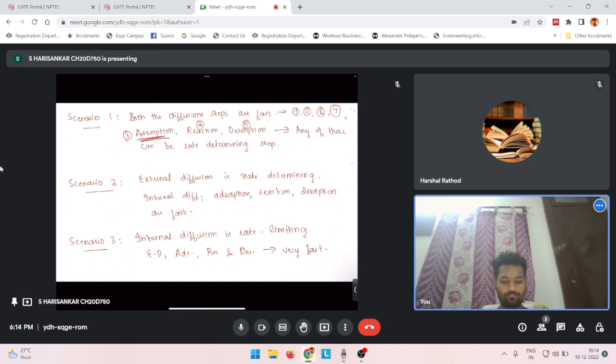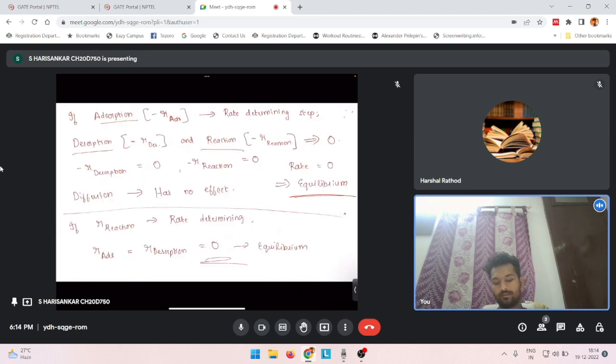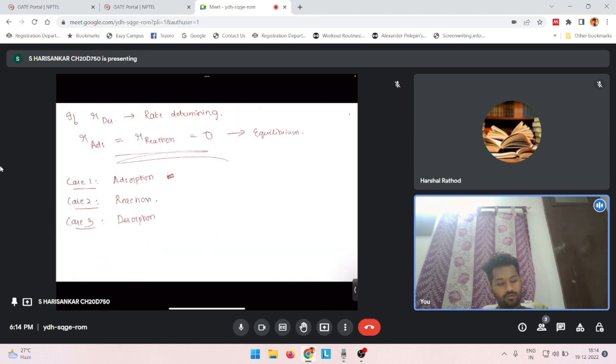rate limiting. So we took this scenario one and we looked into a very basic example, A giving B with S as the vacant site. We saw all the ways the reactants can get adsorbed on the catalyst active site, and we wrote a lot of equations. So we'll start with the continuation of this.